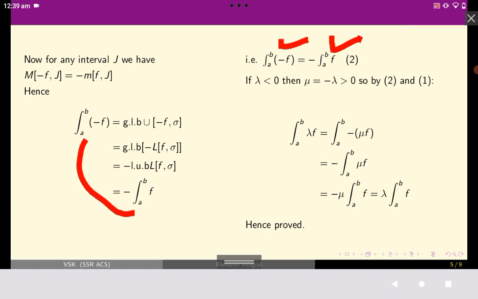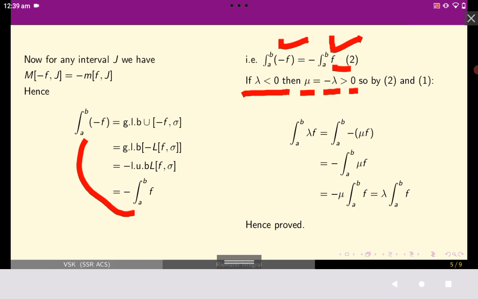Now this will be used in the case when lambda is equal to 0. So now take the case lambda is less than 0. Then take mu, which is equal to minus lambda, that will be greater than 0. Why is it greater than 0? Because lambda is less than 0, so minus lambda is greater than 0. That's why mu is greater than 0.